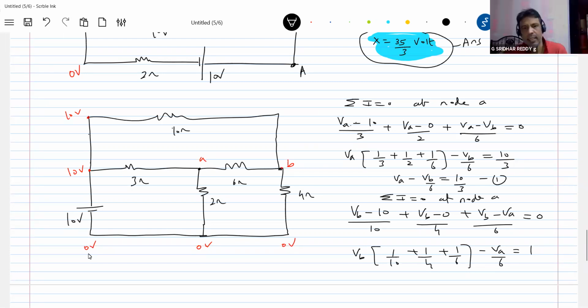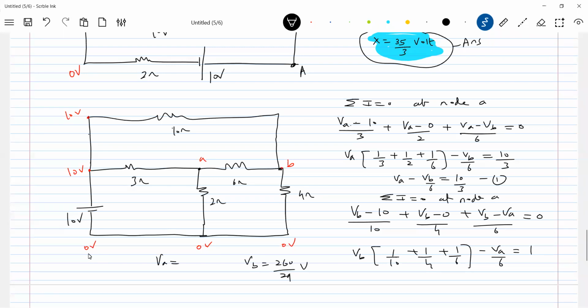Or directly give the values of VA and VB. VA is 140 by 29, VB is 260 by 29. VB is 260 by 29, sir. VA is 140 by 29. 260, correct only, sir. VA, 140 by 29.